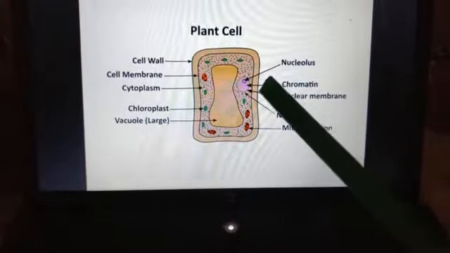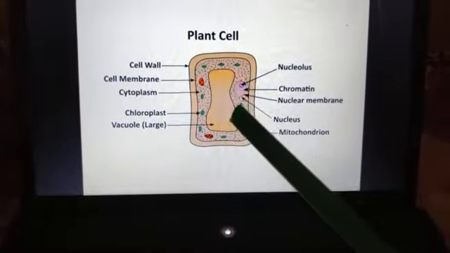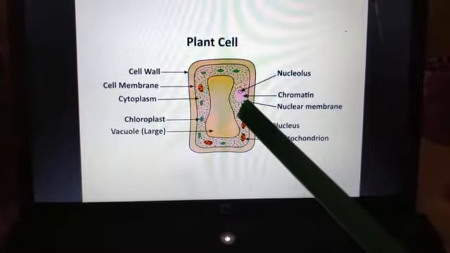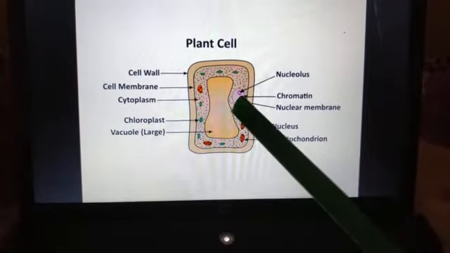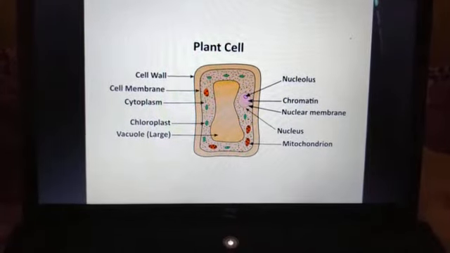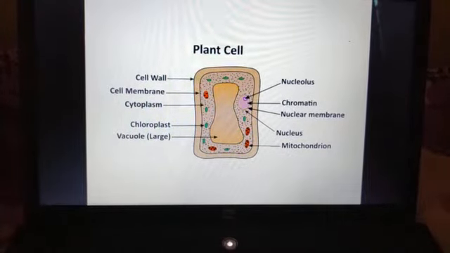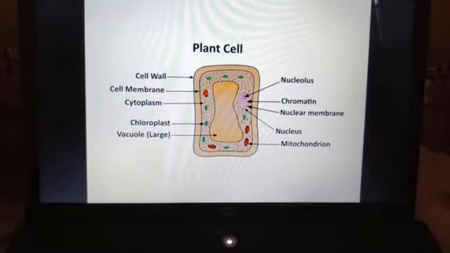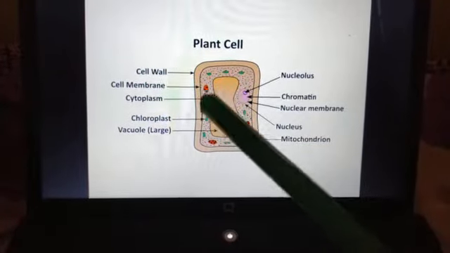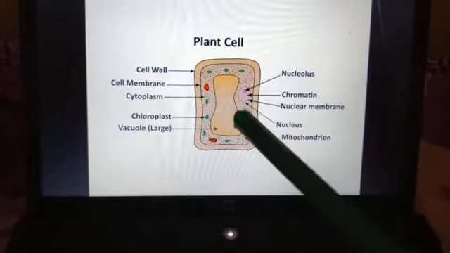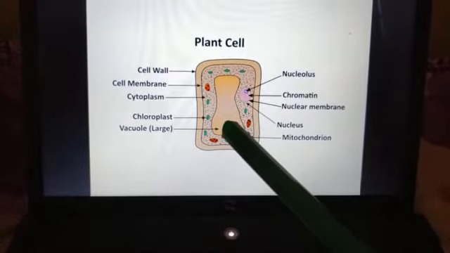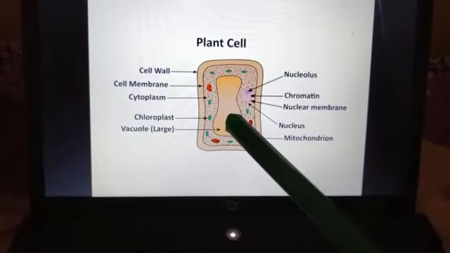Now this nucleus is bounded by a membrane called the nuclear membrane, and inside the nucleus we have nucleolus and the chromatin or the chromosome. Like animal cell, these plant cell, they also have various organelles like the vacuoles, mitochondria. So here we can see the vacuoles in plant cell is very large compared to the animal cell. In animal cell the vacuoles were small, but in plant cell these are very large.